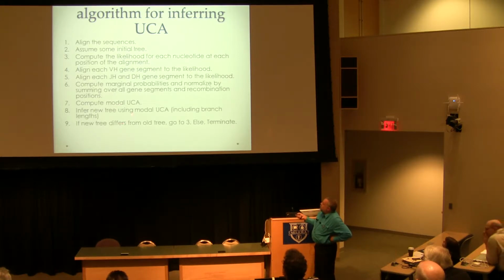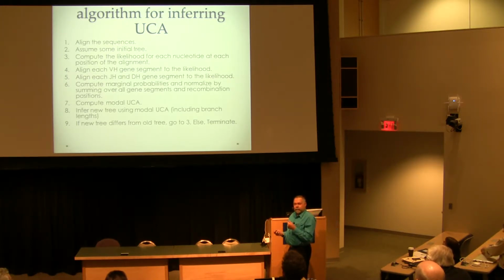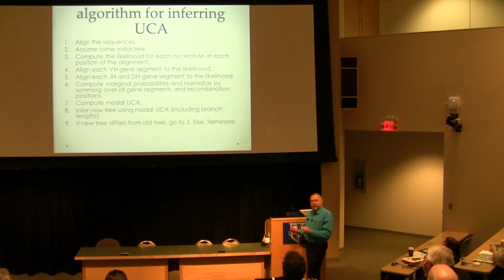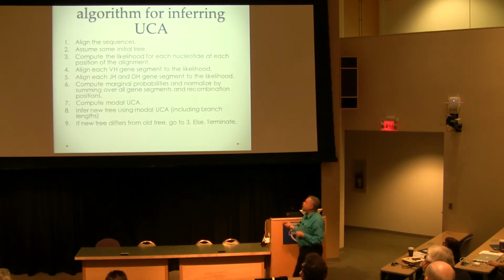Then we repeat the whole process after inferring a new tree. So we started with an arbitrary tree. Now we have our best guess for the true ancestor, and we can now infer a tree and repeat the entire process with a different tree. If we come up with a different tree the second time around, we just keep repeating until it converges. I've never had to go more than one additional time through.